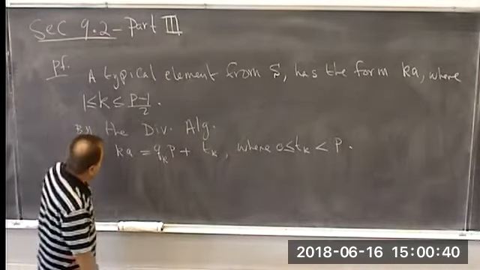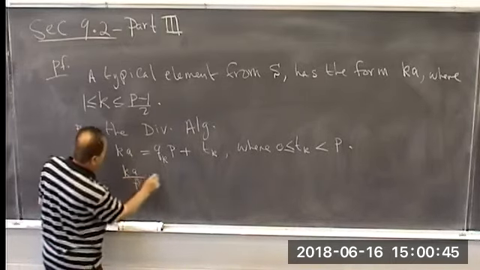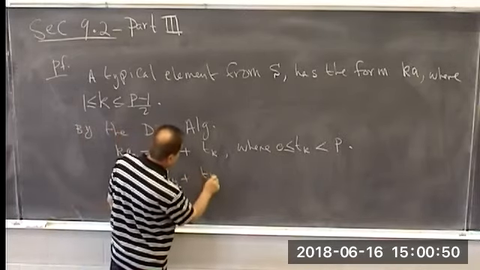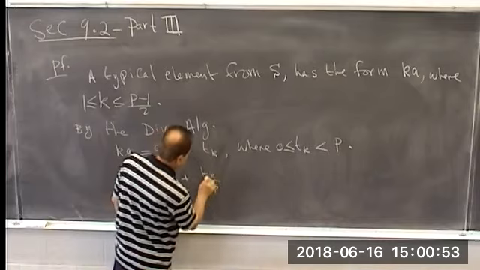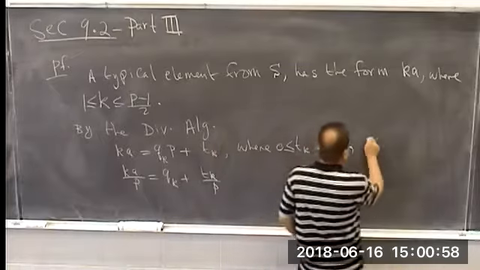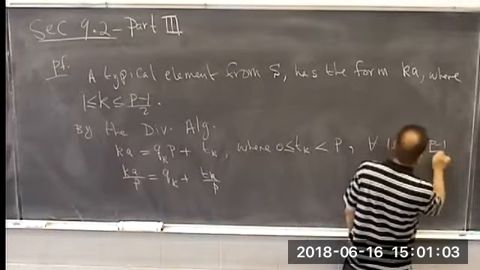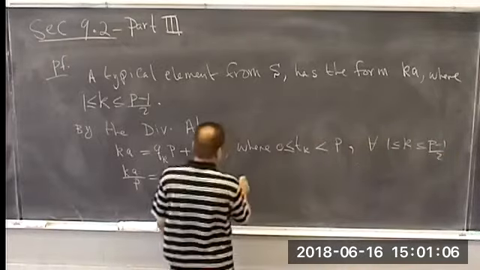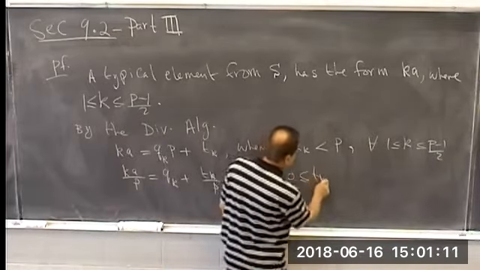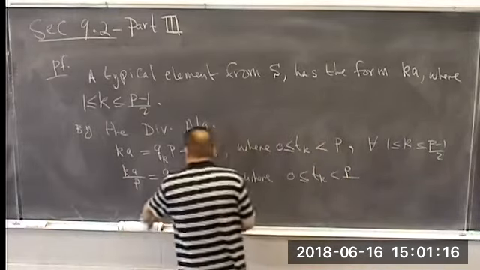All right, now if I divide this by p, we get Q sub k plus T sub k over p. And remember, this is true for every k between 1 and (p minus 1) over 2. And in this case, of course, 0 is less than or equal to T sub k, less than p, so T sub k over p is less than 1.